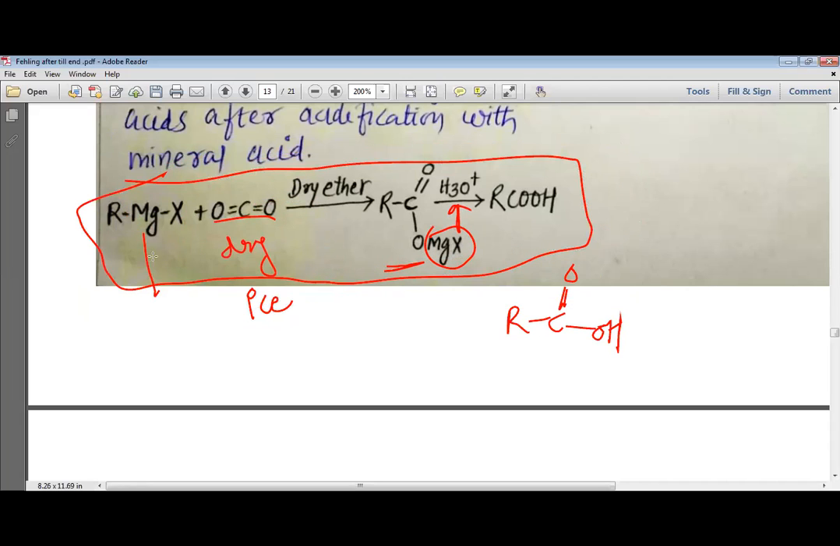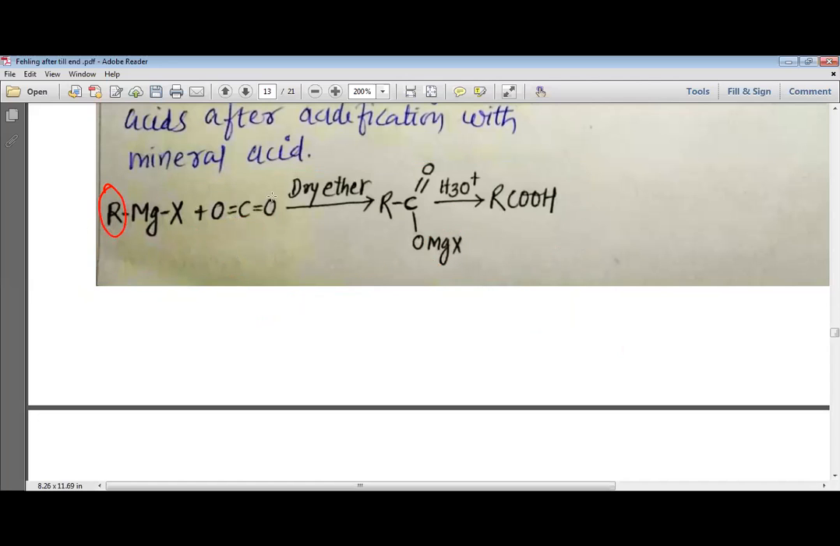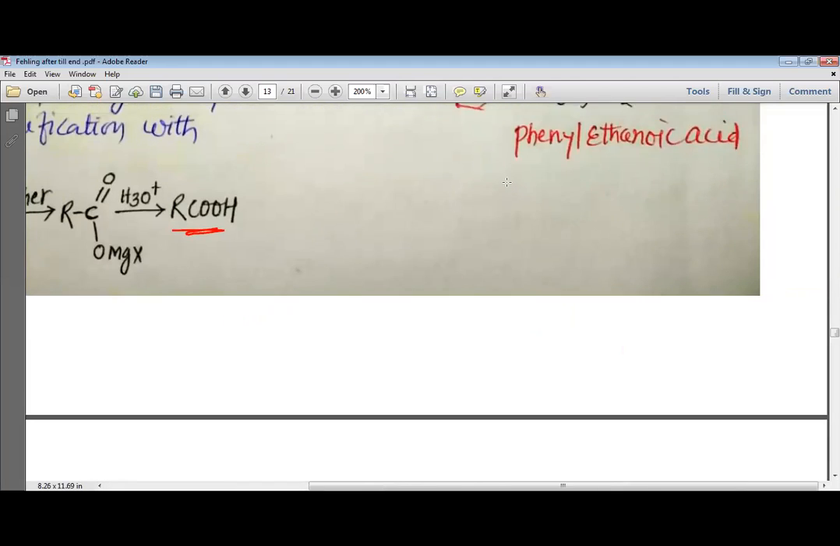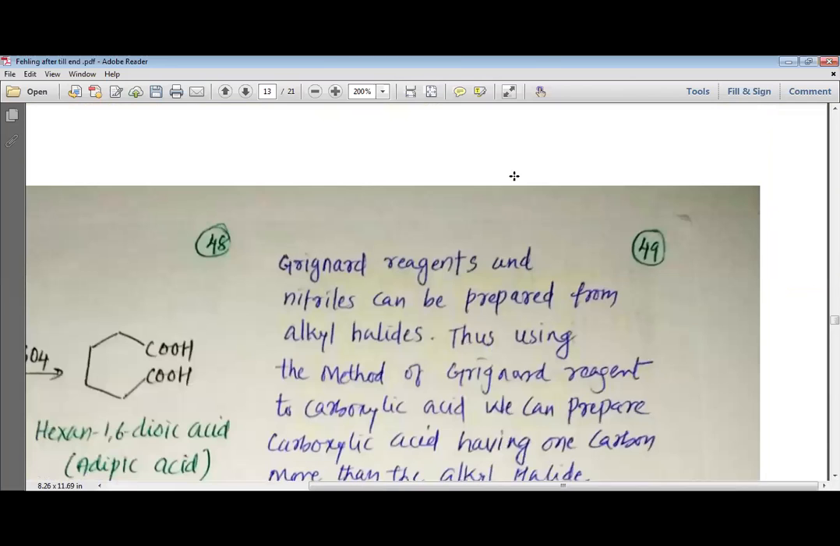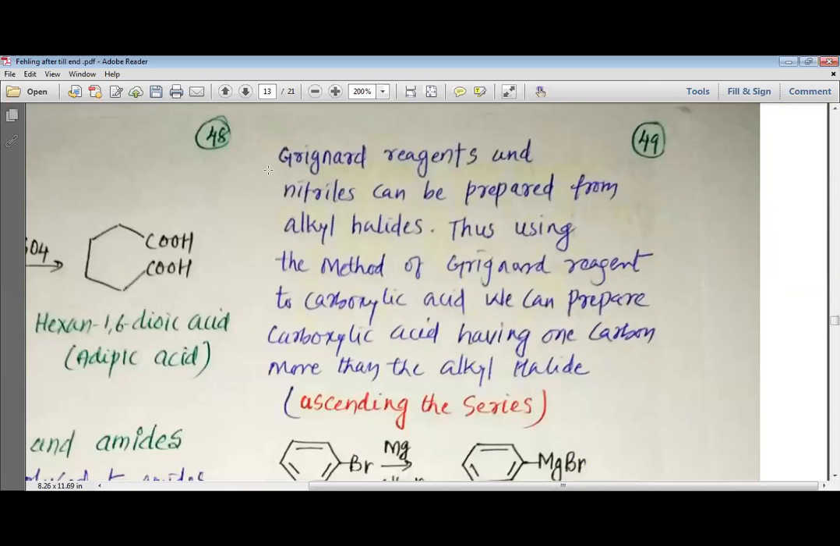Using the Grignard reagent, we can choose the alkyl group as we wish, and on the basis of that alkyl group we can get the carboxylic acid. So various types of carboxylic acid can be prepared by using the Grignard reagent. Grignard reagents and nitriles can be prepared from the alkyl halides. We can even prepare the Grignard reagent from the alkyl halide. For example, if you have RX and allow it to react with Mg in dry ether, we get RMgX.